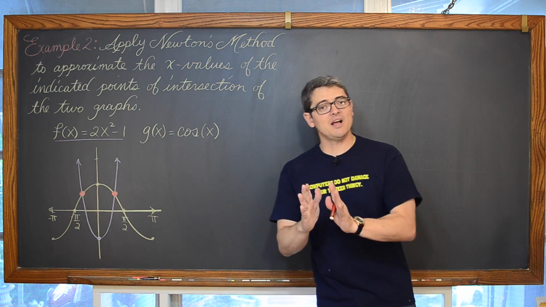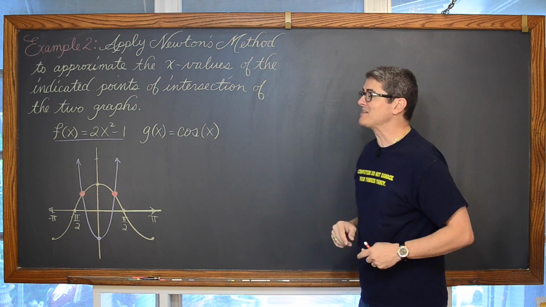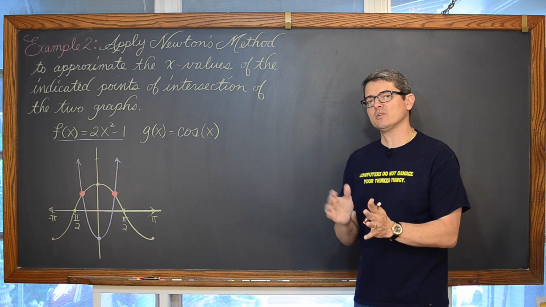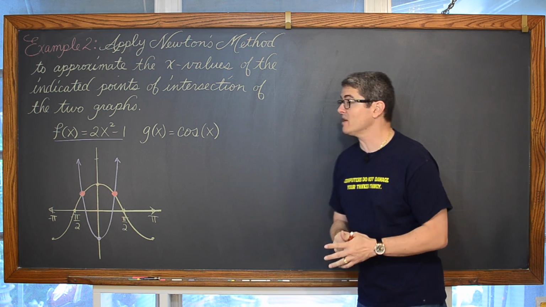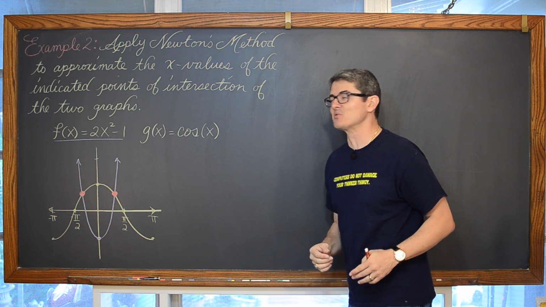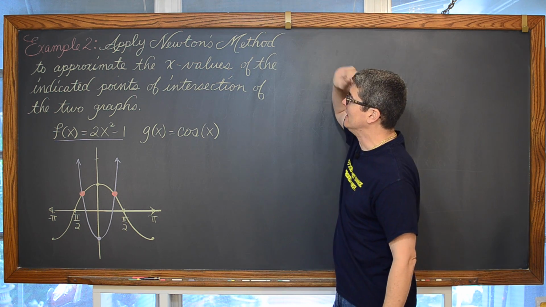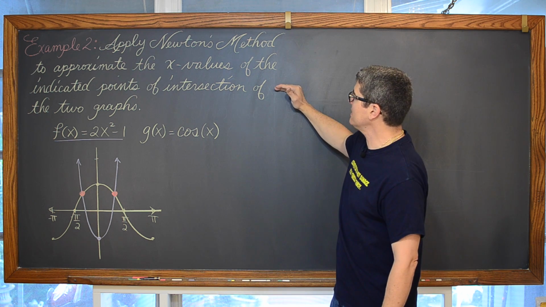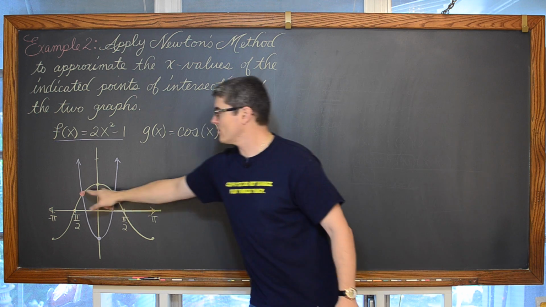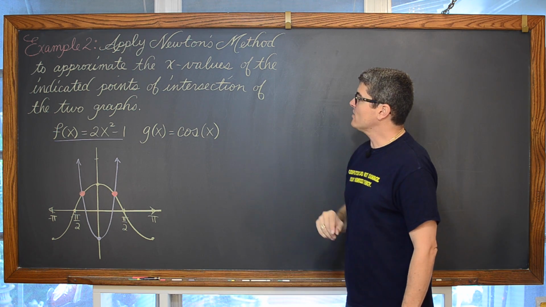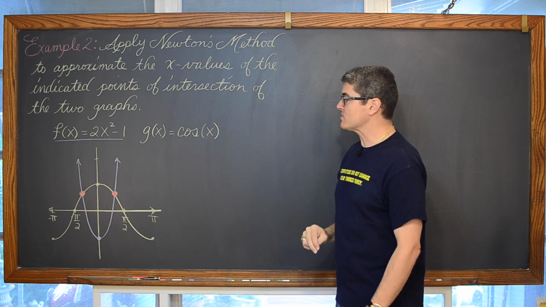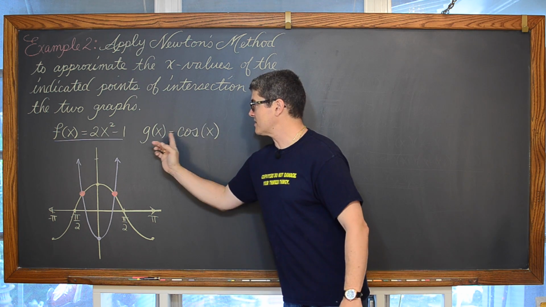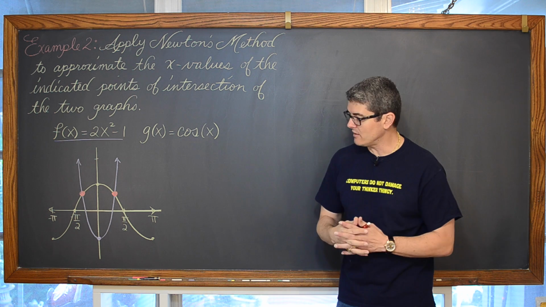Alrighty then, I forgot that I gave a nice little twist to this second example. It doesn't appear to look like we're finding x-intercepts. So let me set this up and then we'll reveal the solution one step at a time using Newton's method. Apply Newton's method to approximate the x values of the indicated points, those two red points right there, of the intersection of the two graphs. Those two graphs being f of x is equal to 2x squared minus 1 and g of x is equal to the cosine of x.